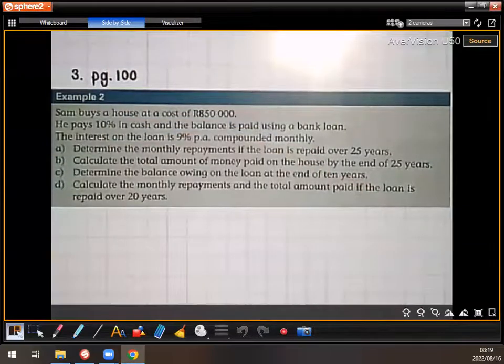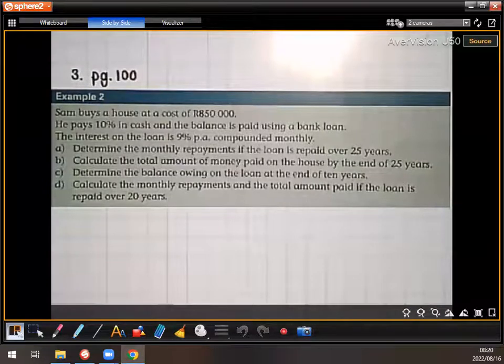Okay, plan buying a house at a cost of 850,000 rand. You pay 10% in cash, and the balance is paid using a bank loan. Right, so now we're working with a loan. The two previous questions were on investment. The interest on the loan is 9% compound monthly. Determine the monthly repayment if the loan is repaid over 25 years.